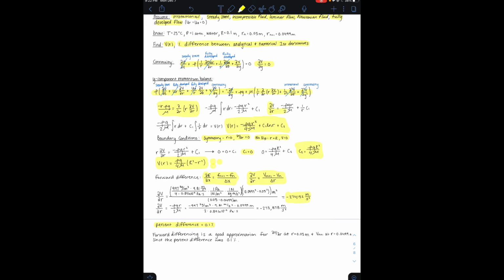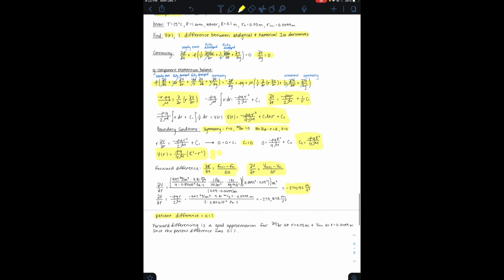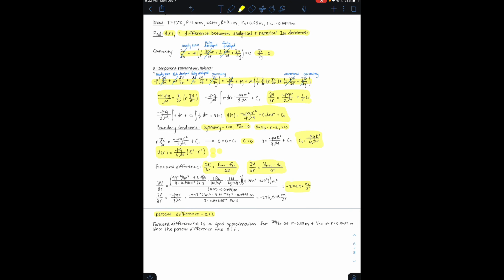And then using the equation found here when solving the problem analytically, we could find that dv/dr at 0.0499 meters was negative 273,878 meters per second squared. The percent difference between those two values was only 0.1%, suggesting that forward differencing is a good approximation for this system at the specified r values.